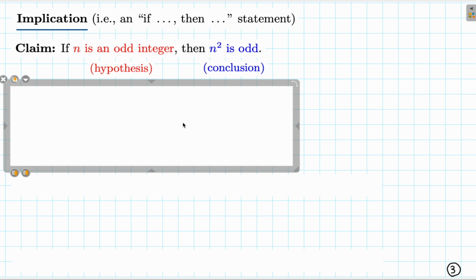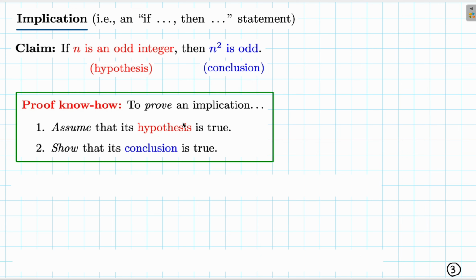And here is how in mathematics we prove an implication. It's a two-step process. Step one, assume that our hypothesis is true. That's typically the easier step. And the more challenging step is step two: we have to show that the conclusion is true. And so that's our strategy for proving an implication.